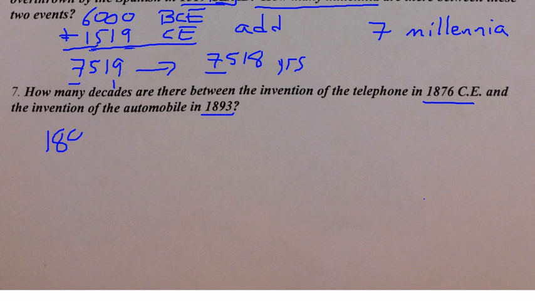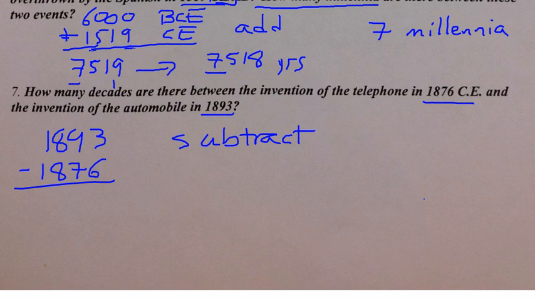They're in the same era. When it's the same era, we are going to subtract. And we do not have to correct for 0 or anything like that. So to do this, well, let's see. 13 minus 6 is 7. 8 minus 7 is 1. That's it. 17 years passed.